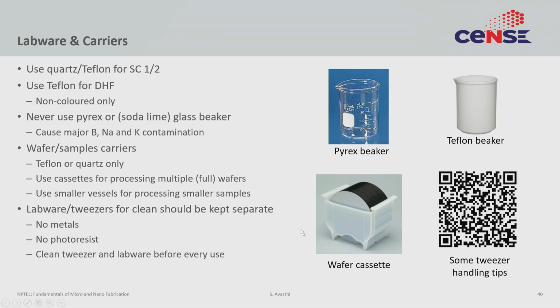So here is an example of a wafer carrier. So this allows you to process several wafers at one time. For smaller wafers, you don't need these. You can just keep them directly in the beaker. We also need some way of manipulating the wafer, either a tweezer or a wand.